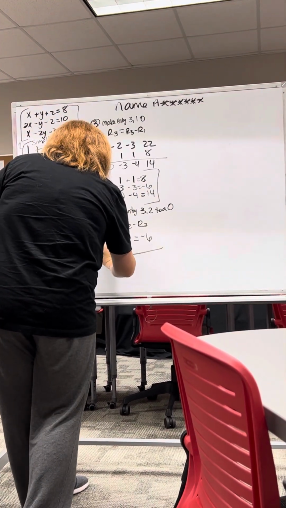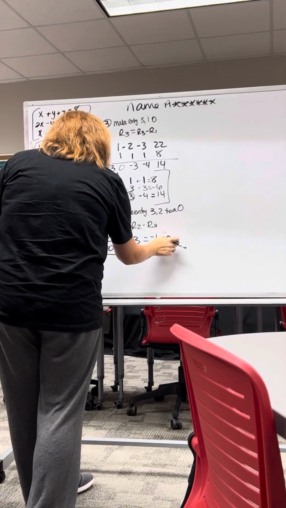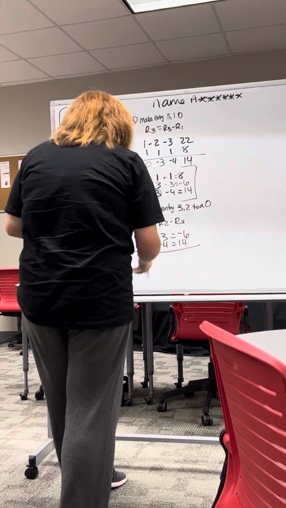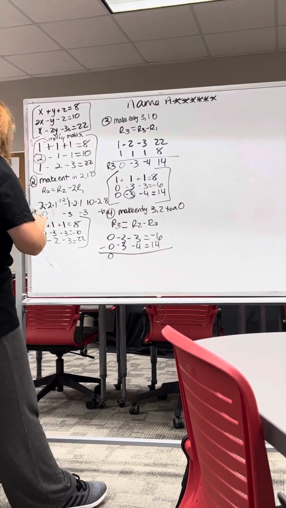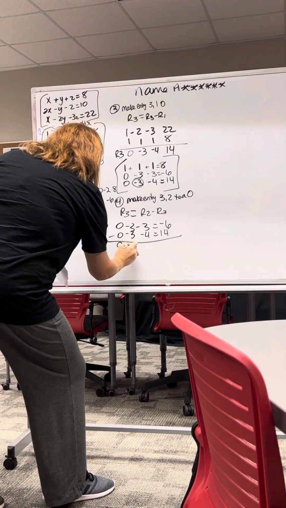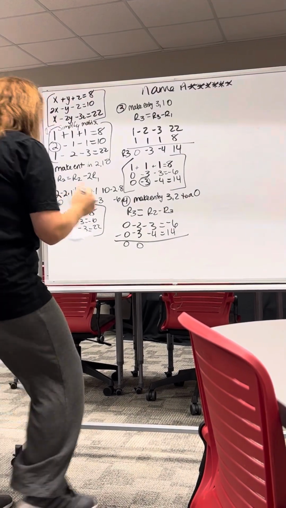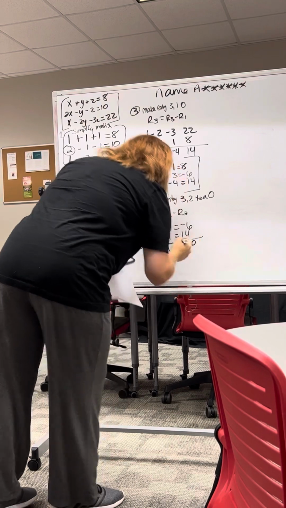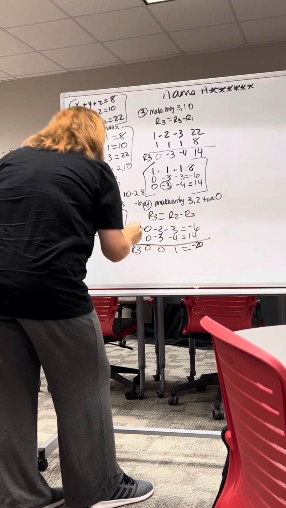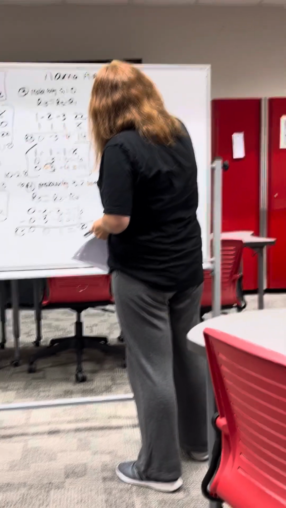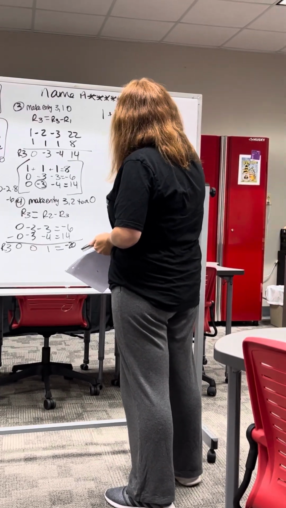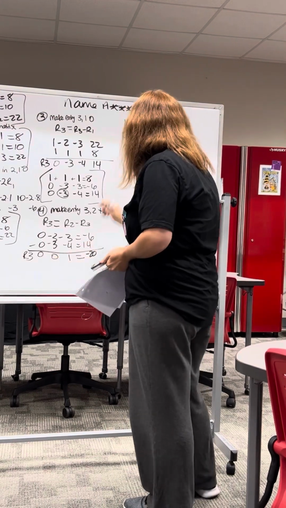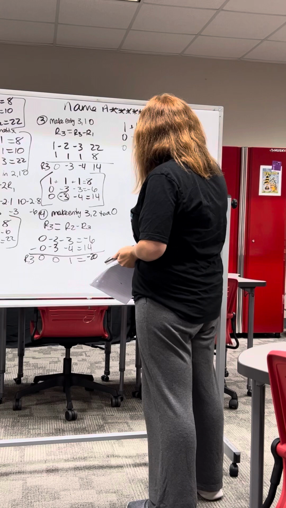So I'm going to drop down these numbers. Row 2 minus row 3. Okay. Now 0 minus 0 is 0. Negative 3 minus negative 3 is 0. Now it's going to be negative 3 minus negative 4 is 1. And then negative 6 minus 14 is negative 20. Okay, this is now my new row 3. So I'm going to bring that up here. And I'm going to jot down, there's row 1, here's row 2, and here's row 3, this one down here. 0, 0, 1 equals negative 20.